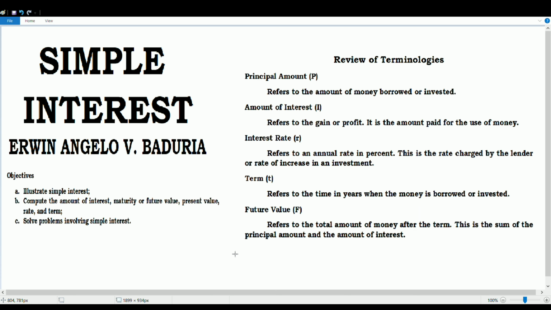The third is interest rate, denoted by lowercase letter r, and refers to an annual rate in percent. This is the rate charged by the lender or rate of increase in an investment. Term is denoted by lowercase letter t and refers to the time in years when the money is borrowed or invested. The last one is the future value, denoted by uppercase letter F. It refers to the total amount of money after the term. This is the sum of the principal amount and the amount of interest.